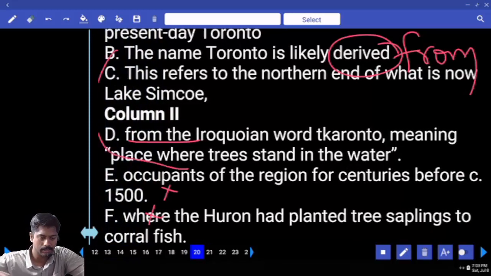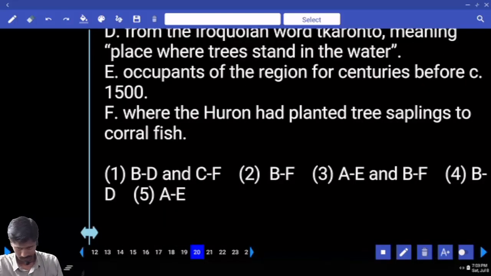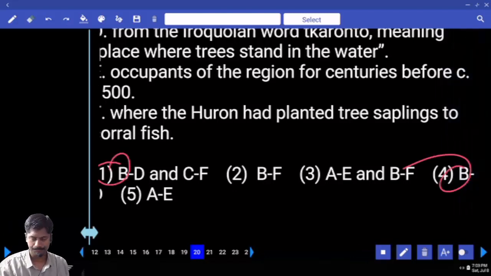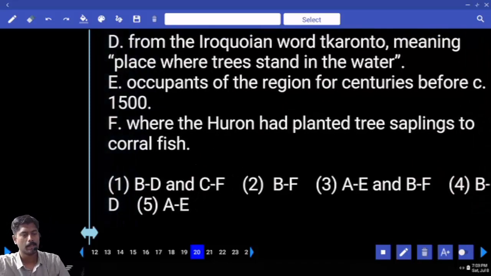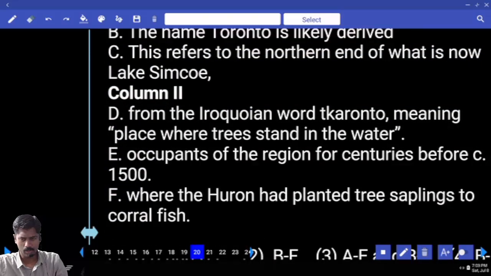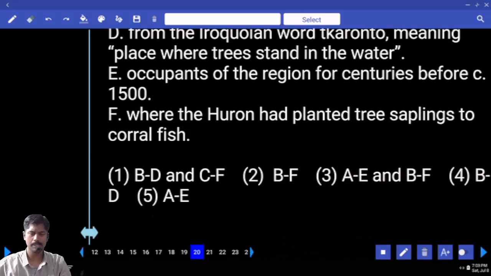Can I pair BD? The name Toronto is likely derived from the European word Toronto, meaning place where trees stand in the water. So BD. Check BD's 1 or 4. Let me read CF. This refers to the northern end of what is now Lake Simcoe, where the Huron had planted tree saplings to coral fish. We can pair BDC, a first option.